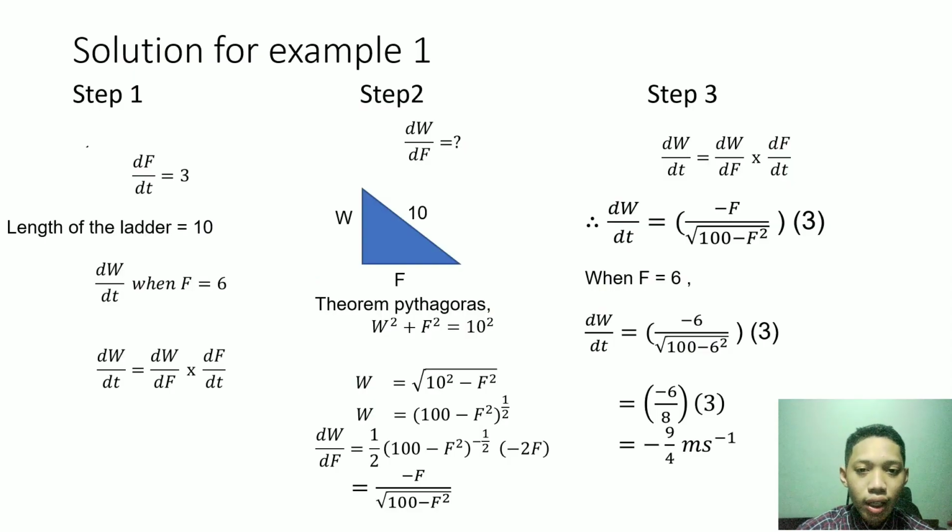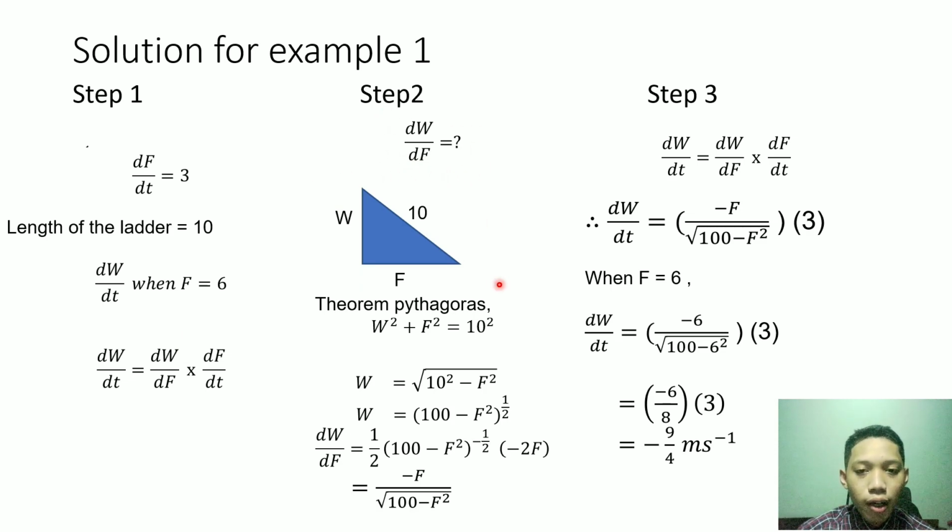Solution for example 1. In step 1, we take out all the information from the question, which is df over dt equals 3, length of the ladder equals 10, and what we need to find is dw over dt when f is 6. Using the chain rule, we create a formula to find the value for dw over dt, which is dw over dt equals dw over df multiplied by df over dt. Since we don't have a value for dw over df, in step 2, we need to find the value for dw over df.